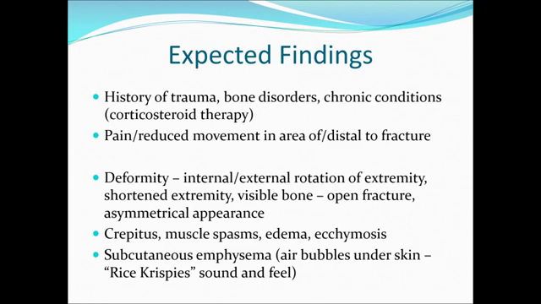So expected findings, again, we mentioned this a little bit before. Risk factors include a history of trauma, bone disorder, or corticosteroid therapy. And remember, corticosteroid therapy is often used for autoimmune diseases. Inhaled corticosteroid therapy is often used for chronic airway problems: asthma, COPD, emphysema.